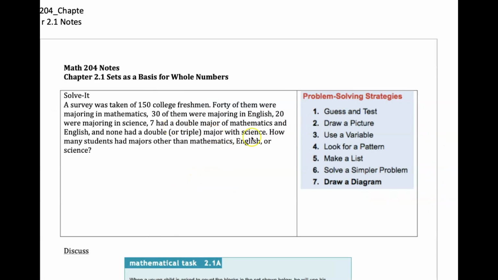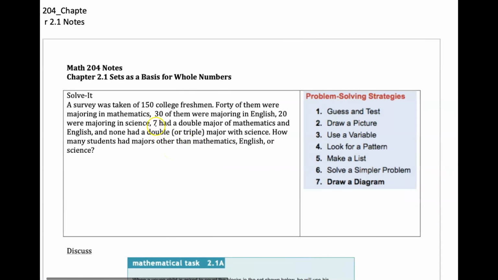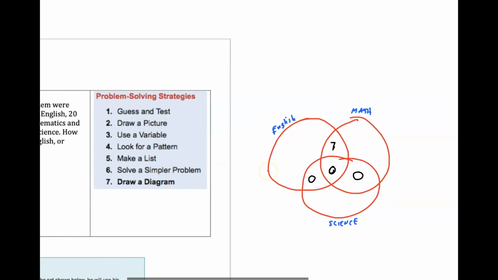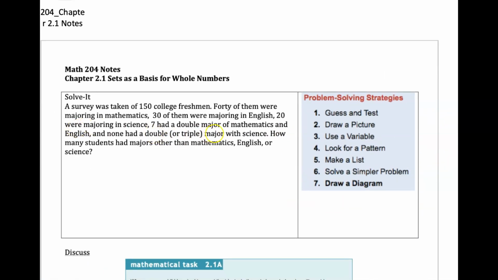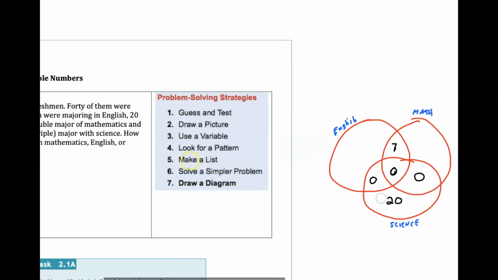I also know 0 had a double major with science, so this circle represents everyone with science. In this case, I can put a 0 here because there was no one with a double major with science. We now work our way. 7 had a double major of math and English, so that's why I know there are 7 people in this group. Each of the regions represents a set or group of people. Continue. 20 were majoring in science. Since there's 0, 0, this whole circle represents science. There are 20 people who only had science there.